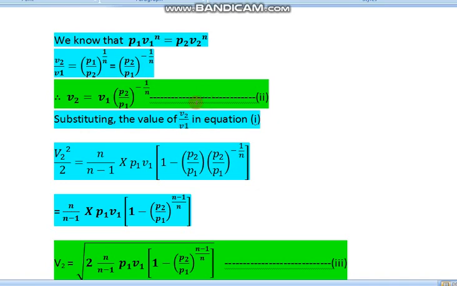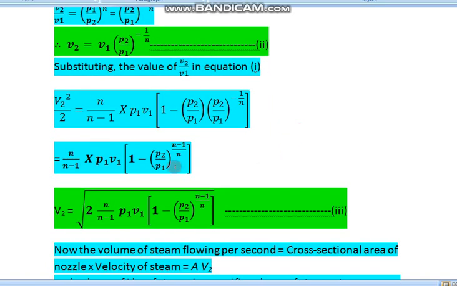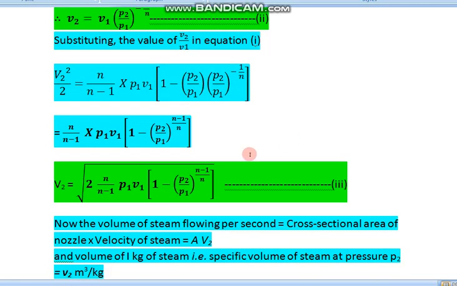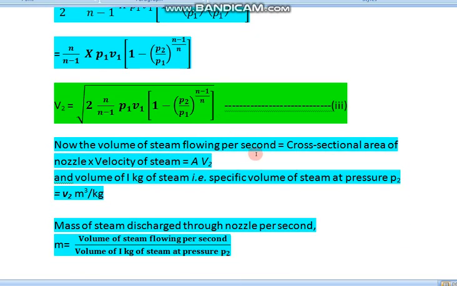Substituting this value of V2 by V1 in equation number 1 gives us V2 square by 2 equal to n by n minus 1 into P1 V1, and in bracket 1 minus P2 by P1 into (P2 by P1) to the power minus 1 upon n. On solving, it gives n by n minus 1 into P1 V1 into (1 minus (P2 by P1) to the power n minus 1 upon n). So V2 is equal to the square root of 2 into n by n minus 1 into P1 V1 into (1 minus (P2 by P1) to the power n minus 1 upon n). Suppose this is equation number 3.